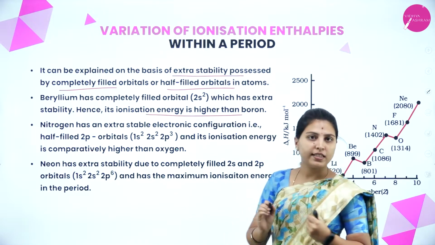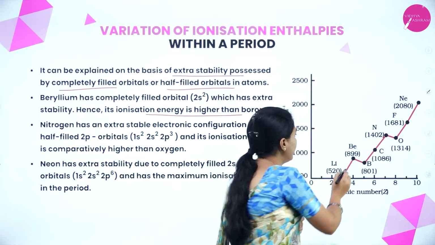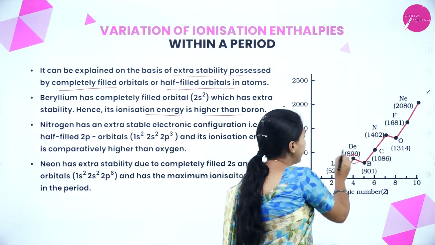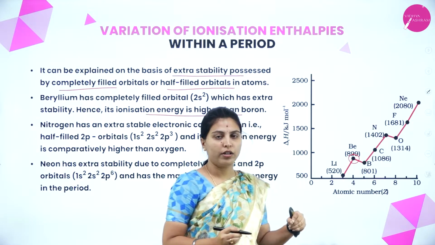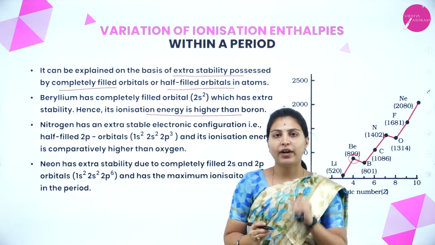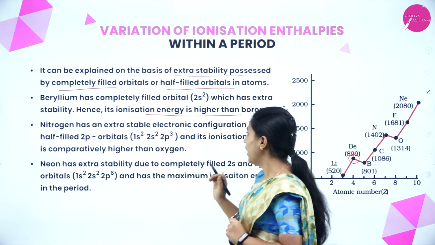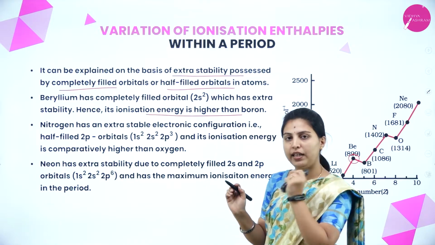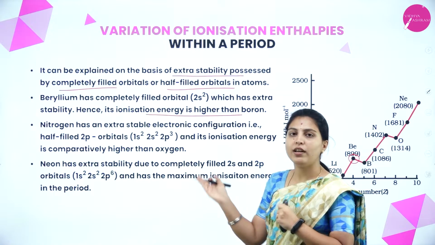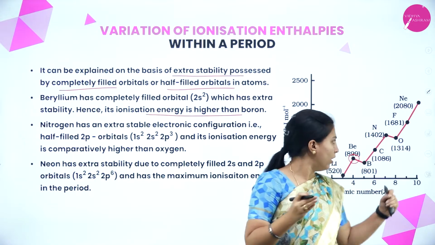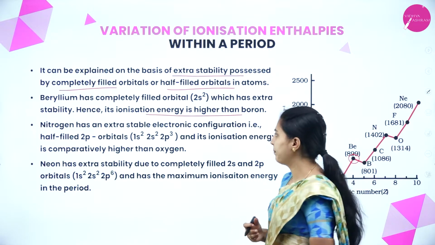Okay. See, it should be increased in order, right? But here, if you see, beryllium is 899, but it has dropped down due to boron. Boron has atomic number 5, that is 1s2, 2s2 and 2p1. 2p1 is the last electronic shell, but it is not completely filled or half filled. So it is dropped down when compared to beryllium.